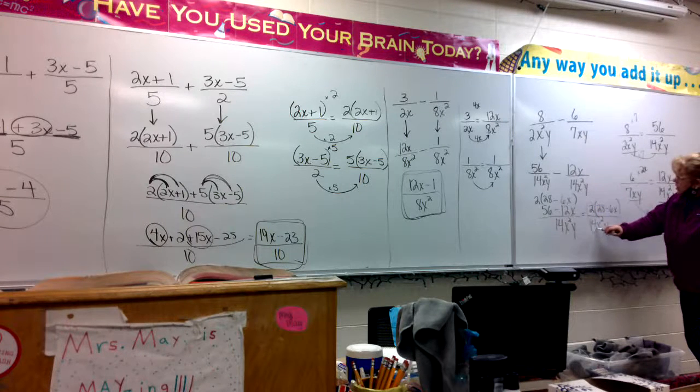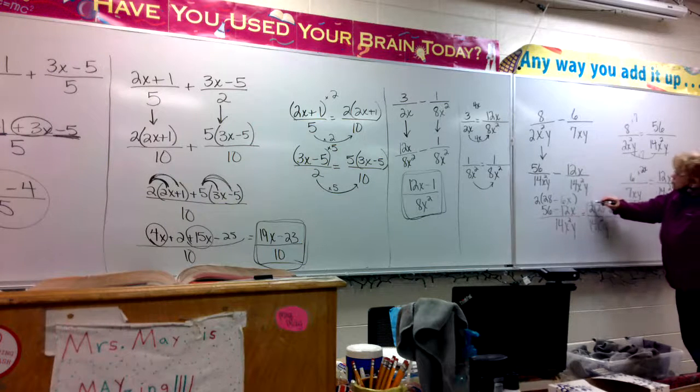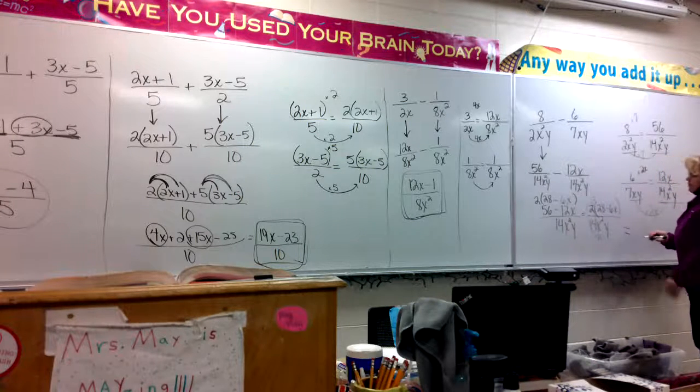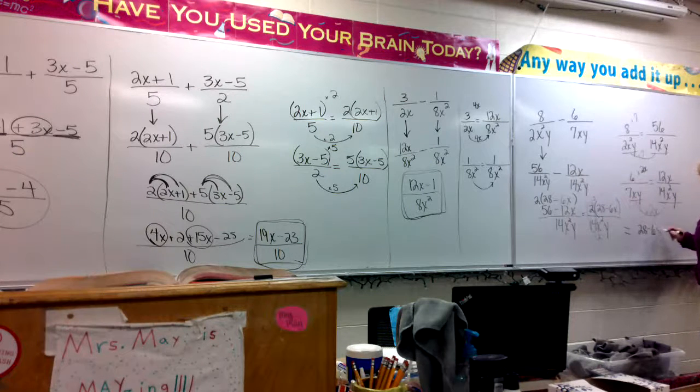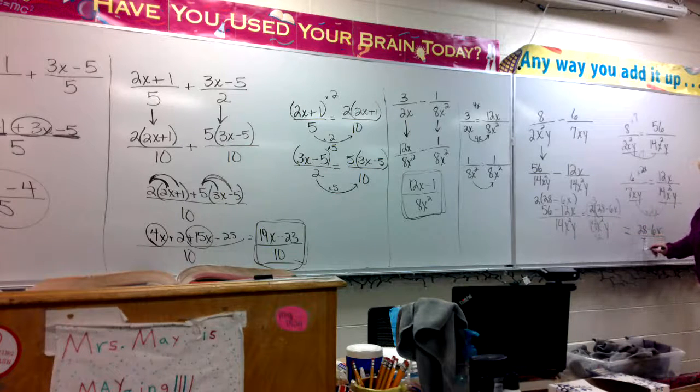So now we can cancel right here. The 2 and the 14, those are both divisible by 2. So divide by 2, divide by 2. What does that give me? 1 times 28 minus 6x all over, what's 14 divided by 2? 7x squared y. Can I cancel the x's? No, because I've got a minus. So I think that would be my final answer then.